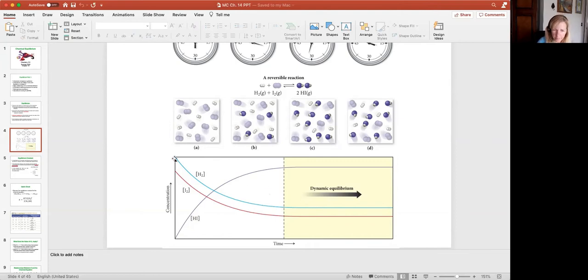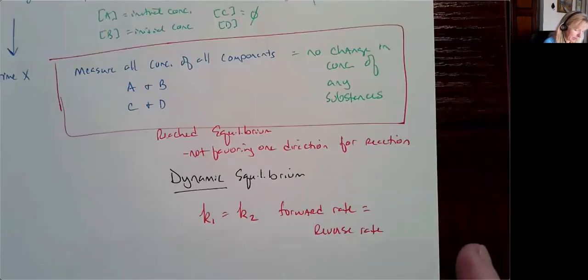But in the absence of doing that, my reaction is going to get to here, and it's just going to reach this dynamic equilibrium. The reaction itself hasn't stopped. It's still going forward. It's just that the forward rate and the reverse rate are going to be equal to each other. So for us, we don't see a change in the concentration. All right, so that is dynamic equilibrium.